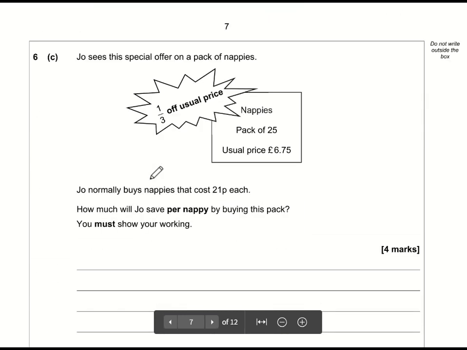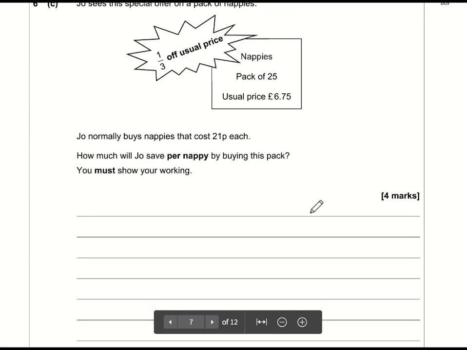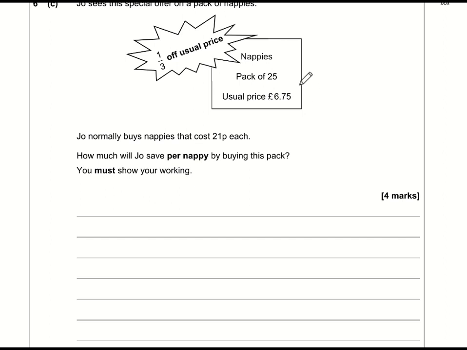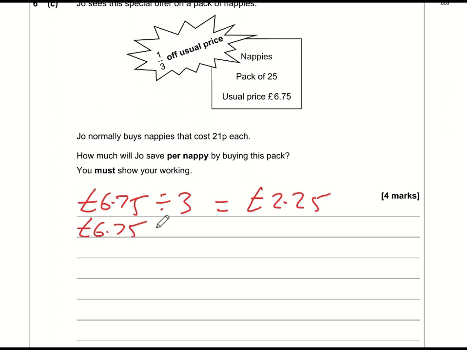Okay, and on to part C. So we need to work out the price of this pack here. It's a third off. So what is 1/3 of 6.75, or 6.75 divided by 3? That is £2.25. So this is the discount. The new price is going to be 6.75 take away £2.25, which is £4.50.